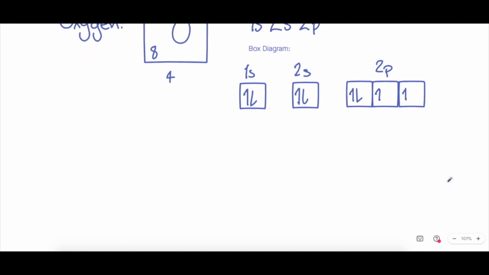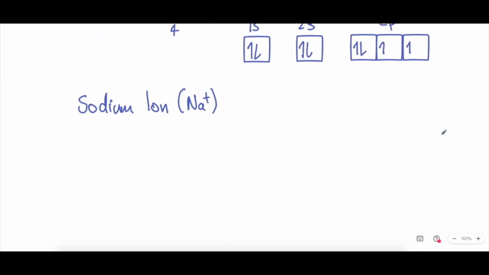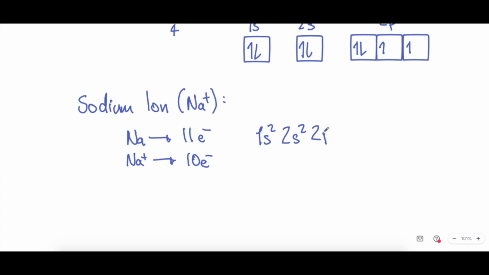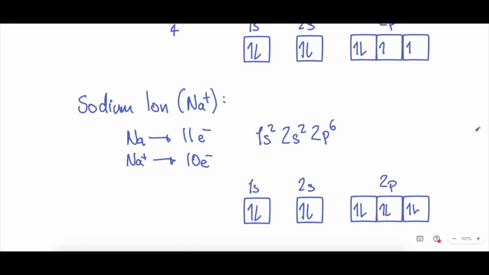Okay, so another thing they could ask you is an ion. So let's look at sodium ion, Na+. So if you look at the periodic table, sodium has 11 electrons. So sodium plus, Na+, means it's lost an electron, so it should have 10 electrons. So let's write the electron configuration for that. The 1s is completely filled, the 2s is completely filled, so you're left with 6 electrons now, and your 2p can hold 6. So it's going to be 2p6, it's going to be fully filled. And the box diagram would look like this. So the 2p is completely filled up with 6 electrons.